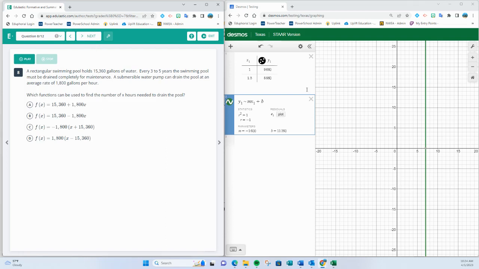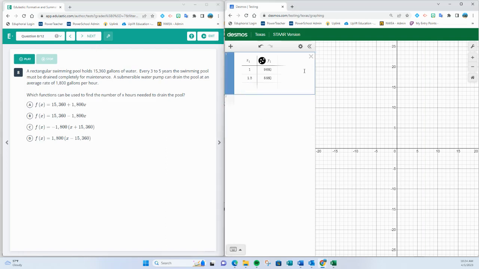For number 8, we have a swimming pool that holds 15,360 gallons of water. And every 3 to 5 years, the swimming pool must be drained for maintenance. So that's just kind of telling a story. A submarine water pump can drain the pool at an average rate of 1,800 gallons per hour.